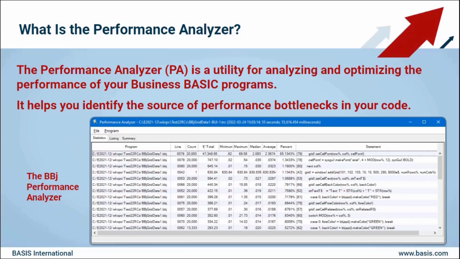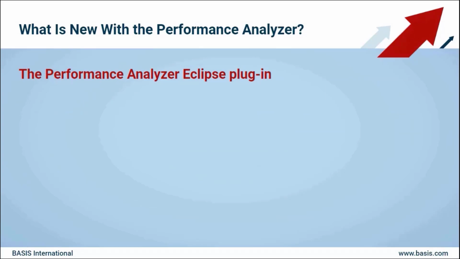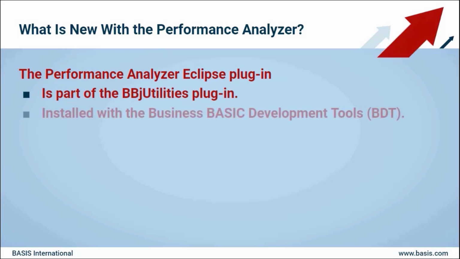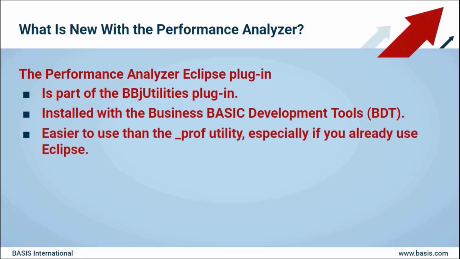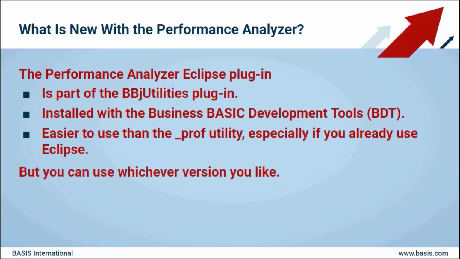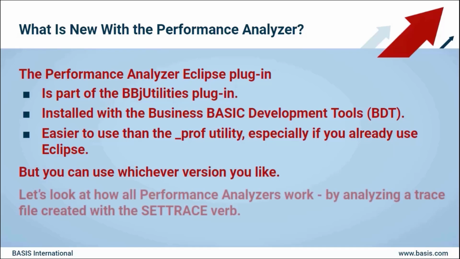The Performance Analyzer is a utility for analyzing and optimizing the performance of your Business Basic programs. It helps you identify the source of performance bottlenecks within your code. The Performance Analyzer Eclipse plugin is part of the BBJ Utilities plugin. It's installed with the Business Basic Development Tools, BDT, and overall it's easier to use than the previous utility, especially if you already use Eclipse for your software development. But you can use whichever version you like.